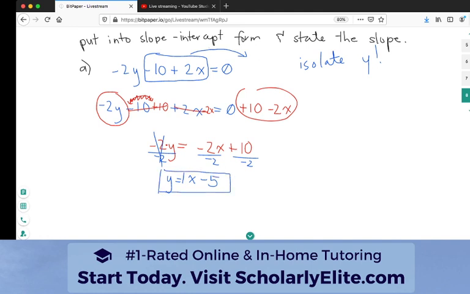Okay, so let's take a look. What is our slope in this equation? It's actually very simple. It's just 1. Technically it's 1 over 1 because every number by itself has a number like that. And then the y-intercept is negative 5.